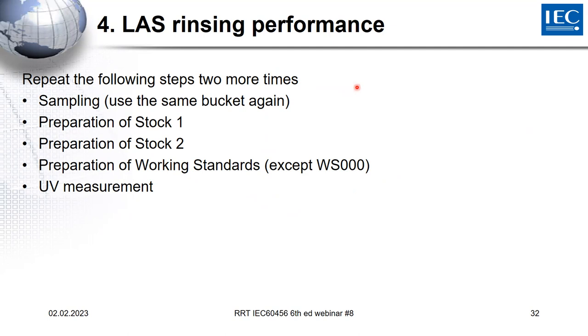What we need is 3 independent calibration curves. So you have to do everything all over again, starting from the sampling with the same bucket. Please do the sampling, not just take out this second probe, do the sampling again with this tipping over and turning, because you might have had some effect already after the first one. You prepare stock one, out of the stock one you prepare stock two, and you prepare the working standards. The only working standard you don't have to prepare, of course, is the blank with no detergent in. And then you do the UV measurement.